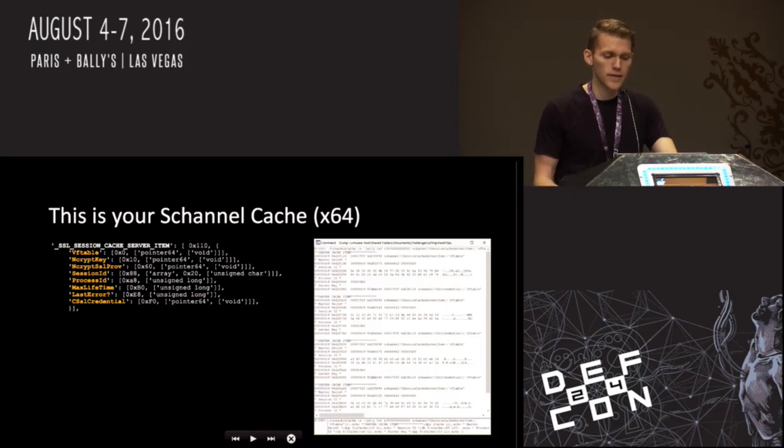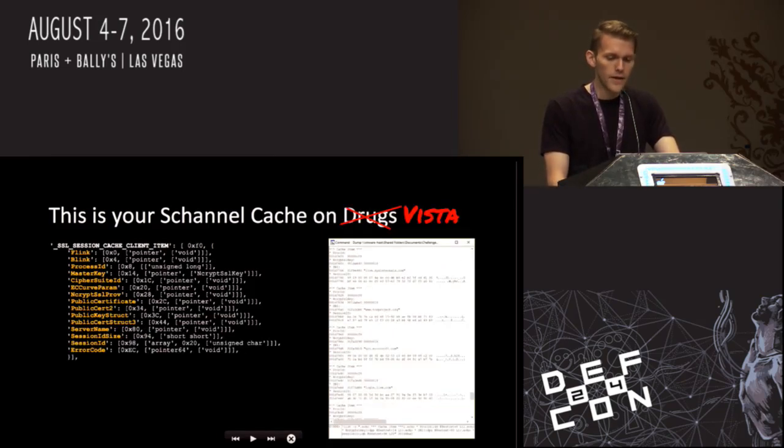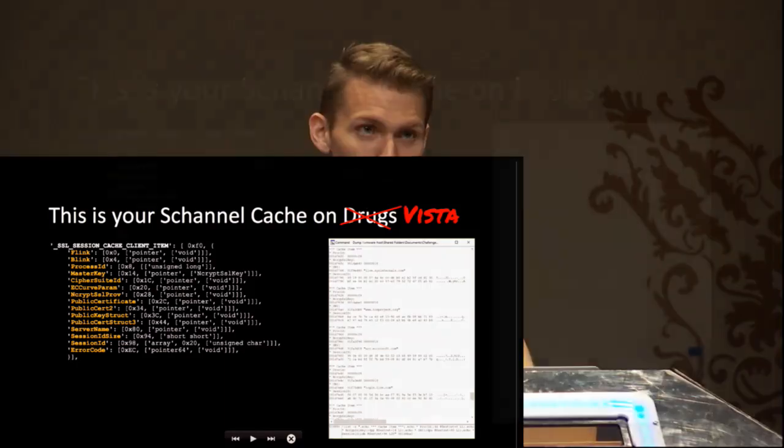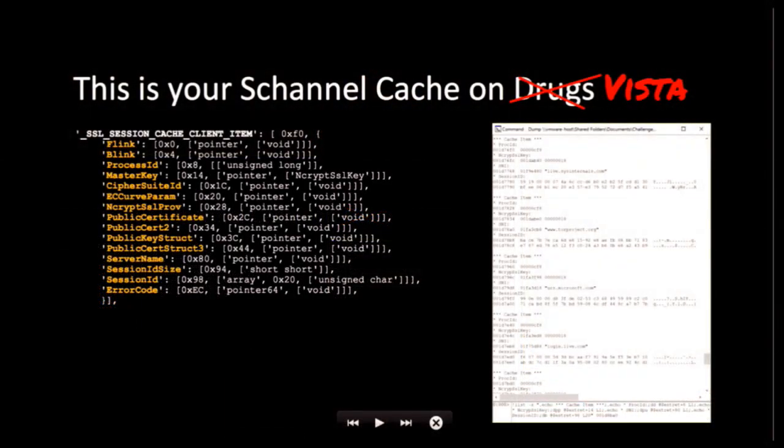And then on the server side, it's a lot smaller. You're not going to have a session ticket pointer because they don't get stored on the server. But you'll still have that process ID and those other useful things. And then just because I wanted to be thorough, I also went and looked at Vista. Vista is kind of proto, it's before it really becomes more object-oriented, so it seems. So it uses just a list structure. Once you find one cache item, you just loop through the list entry and you can find all the other ones, which is nice.